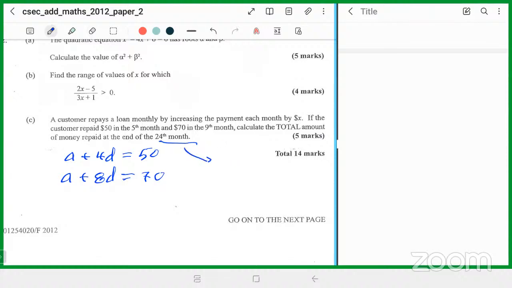Write it down here. So the sum to 24 terms will be 24 over 2 into 2a plus n minus 1 times d. You have to work out the a and the d from the two equations here. And since they are AP equations, you solve them by subtracting. You don't need to divide. I'm going to subtract them, the bigger one minus the smaller one.